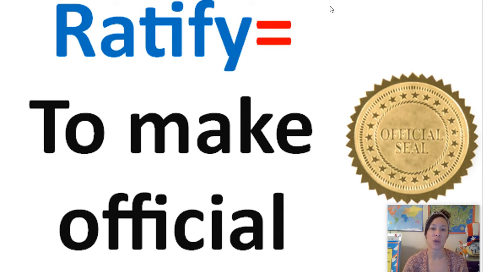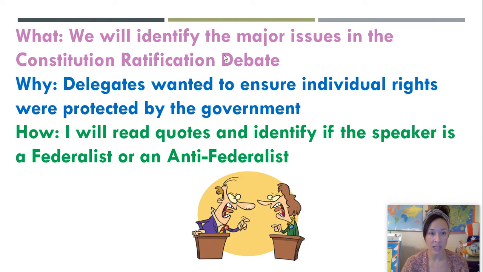And the big word is ratify. Sometimes we might read ratification. It means to make something official, okay? Today we will identify the major issues in the Constitution ratification debate. Why is this important? Delegates wanted to ensure individual rights were protected by the government. And finally, how you will do this? I will read quotes and identify if the speaker is a Federalist or an anti-Federalist.